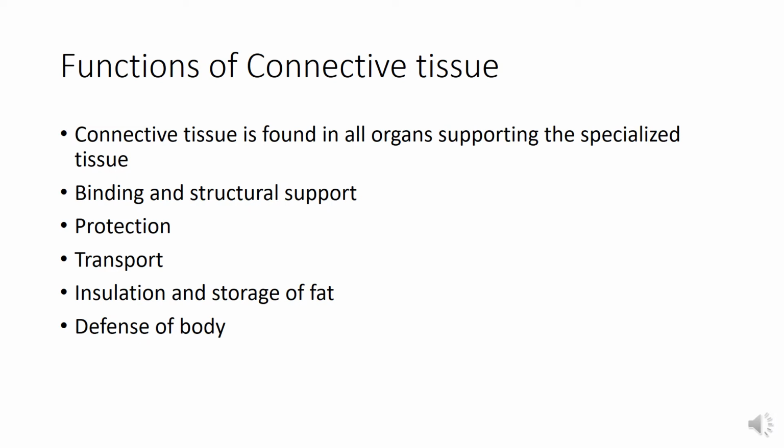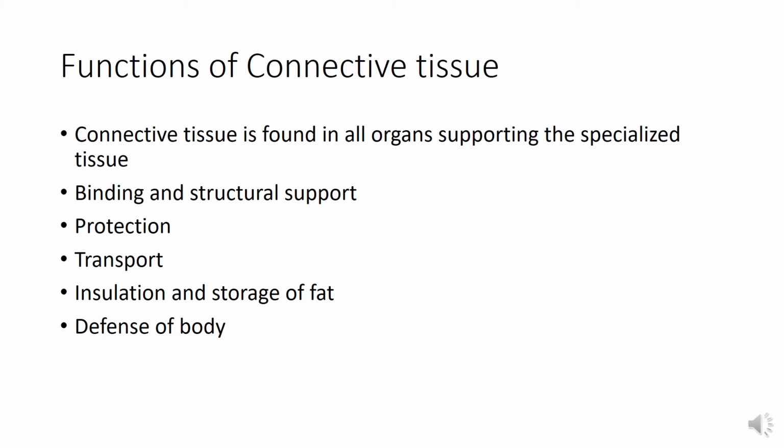So what are the functions of connective tissue? Connective tissue is found in all organs supporting the specialized tissue. It acts in binding and giving structural support to the tissues, to the organs, to the systems, and it provides protection. Connective tissue is also a medium of transport, like the blood and the extracellular matrix, which provide a medium of transport for the fluid and the gases up to the cell or the blood vessels.